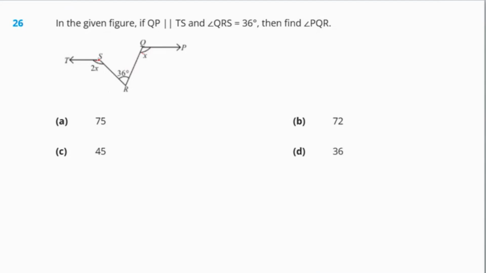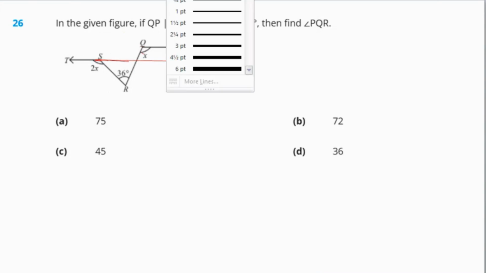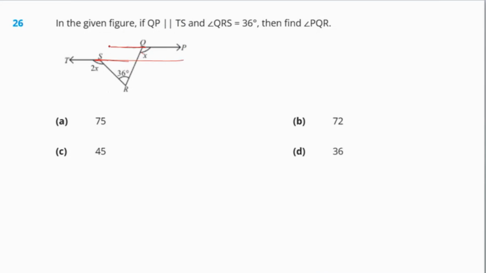So what we can do is extend the line like this, and make both the lines parallel to each other. Like this we can do. Since this is 36 degrees, that is already given to us, and this QP is parallel to TS, these two lines are already parallel to each other. So whatever the measurement of this angle, that should be equal to this angle, since these two lines are parallel to each other and this is a transversal, so that needs to be equal.